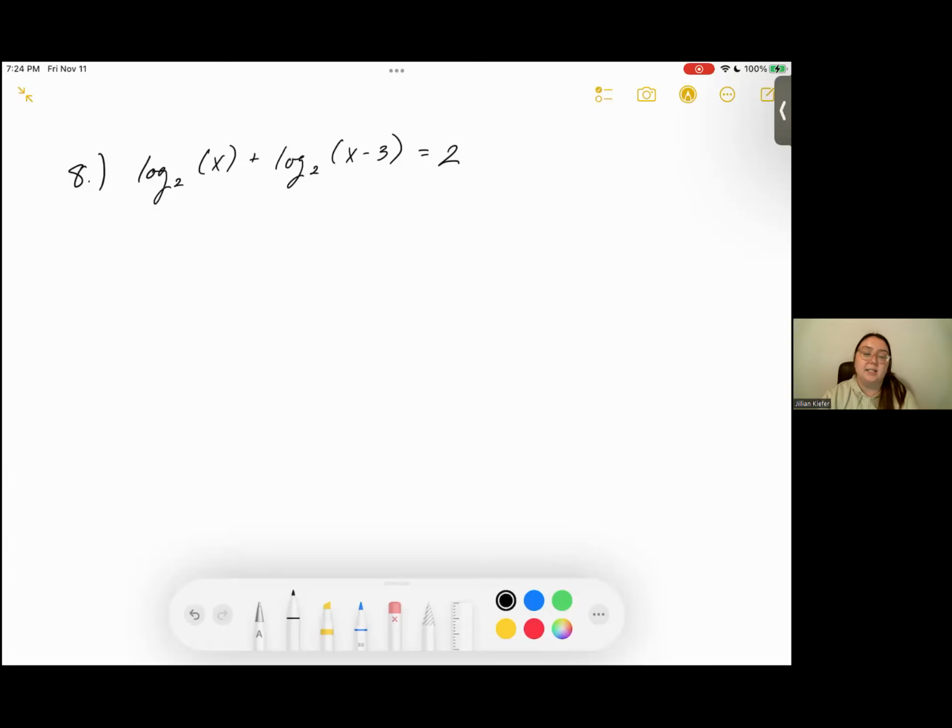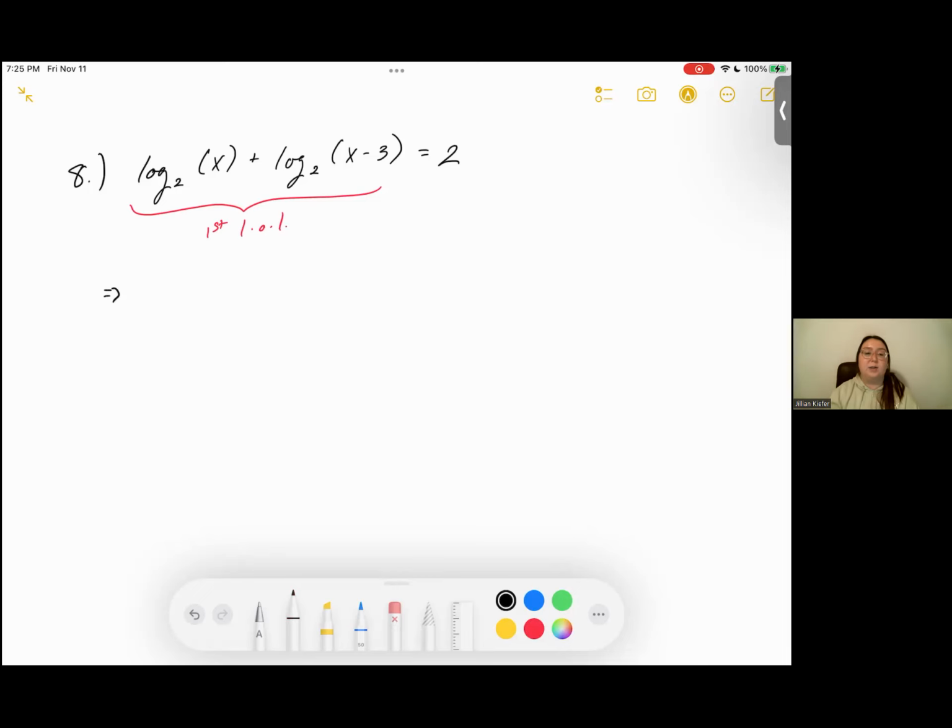All right, so example 8 here, we've got log base 2 of x plus log base 2 of x minus 3 is equal to 2. We want to use laws of logarithms, all of our techniques for solving logarithms, in order to solve for x. If we want to get rid of a logarithm, we need to have one single logarithmic term, which means that we have to use the laws of logarithms to turn our 2 logarithms into 1. So we're going to use the first law of logarithms.